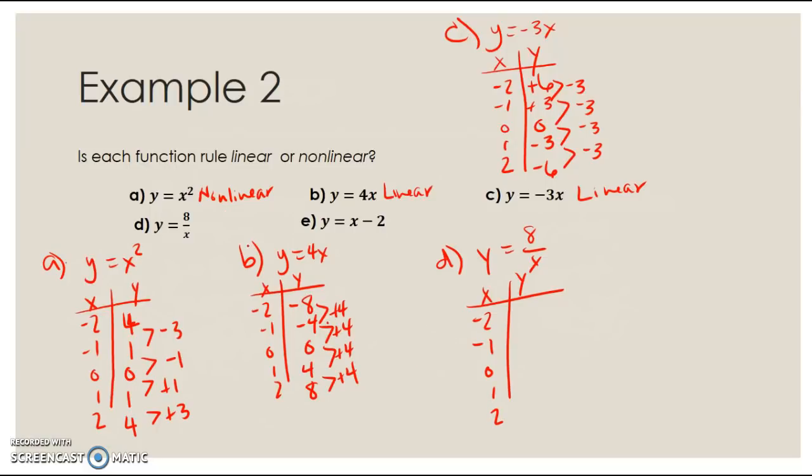And I'm going to take 8, and I'm going to divide it by negative 2, which will give me a negative 4. And I'm going to take 8 and divide by negative 1, in which I get a negative 8. And I'm going to take 8, and I can't divide it by 0, so this is undefined. It doesn't exist. And then 8 divided by 1 is 8, and 8 divided by 2 is 4.